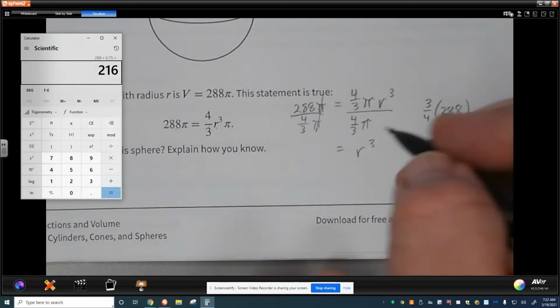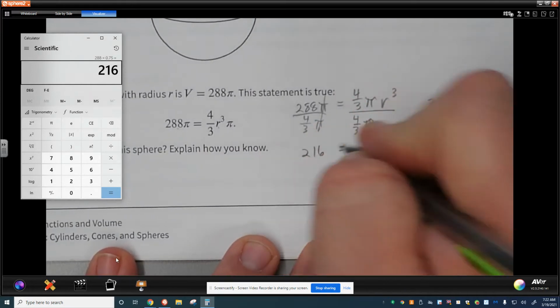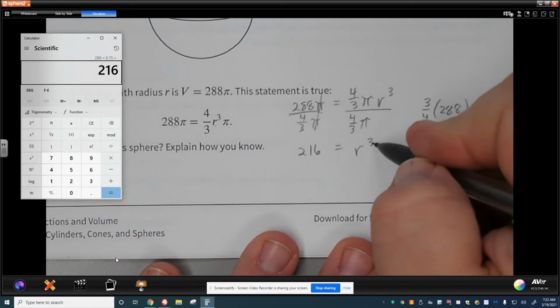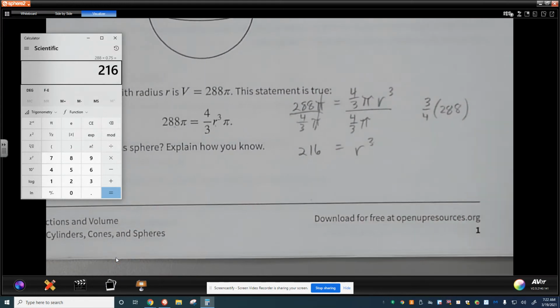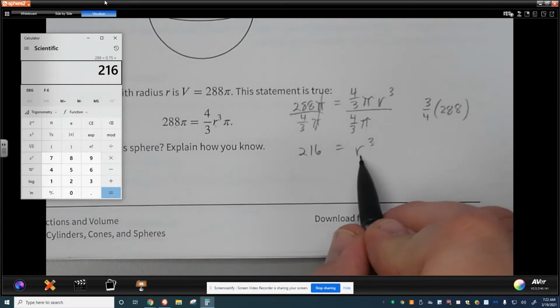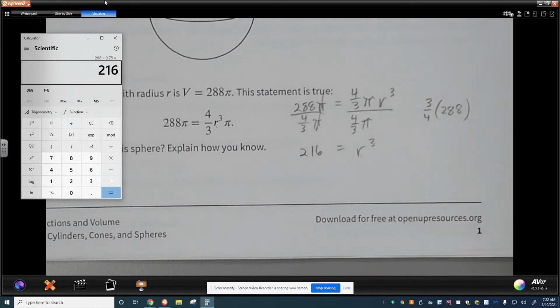So 216, we find out now that the radius to the third power is equal to 216. What that means is that I have one factor here, r, that's been multiplied by itself, one single number multiplied by itself 3 times to get 216. To be able to calculate that value, unfortunately, this calculator doesn't have all of those pieces, I don't think.